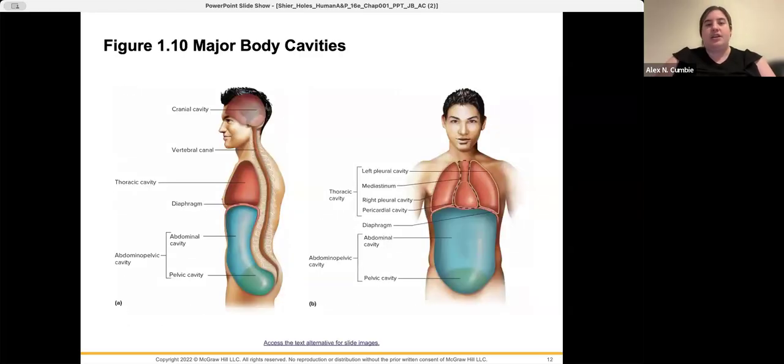So these are some pictures kind of to show that. Cranial cavity housing the brain, vertebral canal or spinal cavity housing the spinal cord, thoracic cavity we can see from this side view, but also from this anterior view, housing different organs. Our lungs would be here, our heart would be here. And then when we move into this abdominal pelvic cavity, we have areas for our abdominal organs and our pelvic organs.